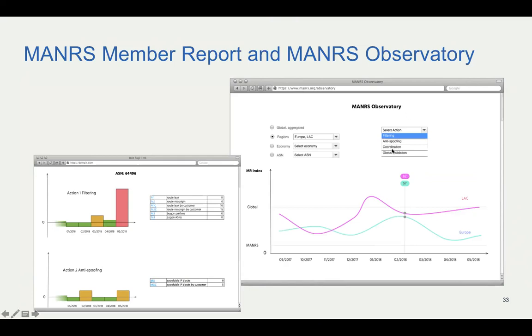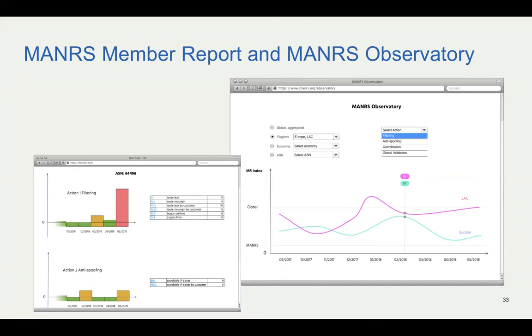So here we compare Latin American region and the European region. Well, this is a mock-up. And another thing is that what we're working on is Manus report. And the motivation for this is to bring to members' attention their level of commitment, what we call Manus readiness.